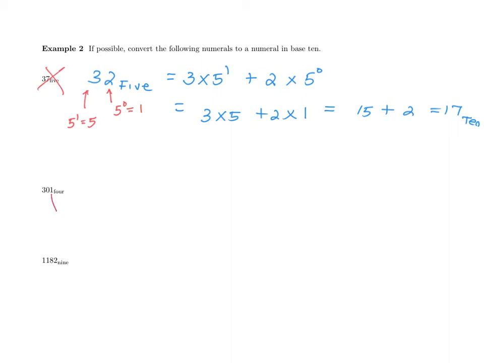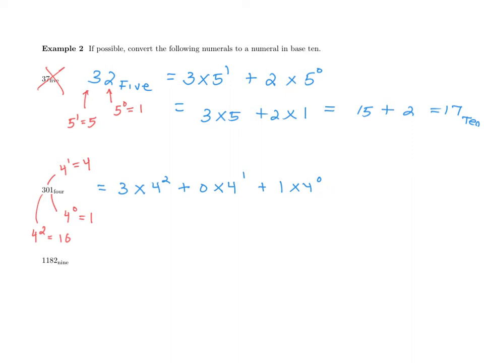This 1 is in the 4 to the 0 place, which is 1. This 0 is in the 4 to the 1st place, which is the 4's place. And lastly, this 3 is in the 4 to the power of 2, which is the 16's place. In order to expand this out to a base 10 number, we take the digit and multiply it to its place value. Starting with this 3, that will be 3 times 4 squared. To that, we add 0 times 4 to the 1st. And then the last thing we have is 1 times 4 to the 0.